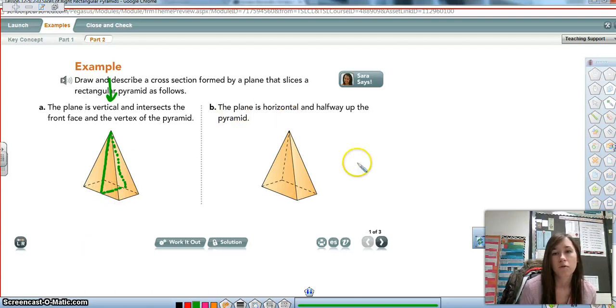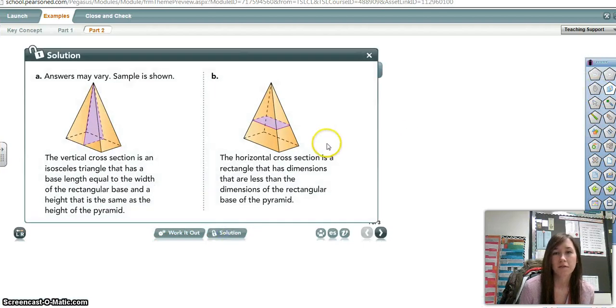We want to cut this one horizontally and halfway up the pyramid. We know when we cut a rectangular pyramid horizontally, we get a rectangle shape. So we cut it halfway. Here's maybe a better visual for you to see.